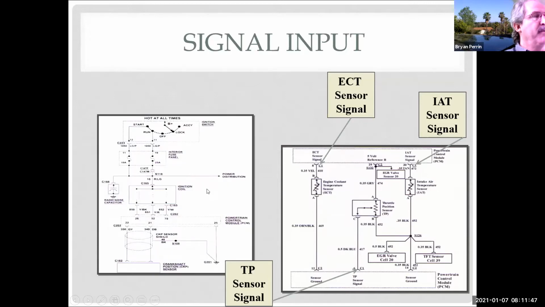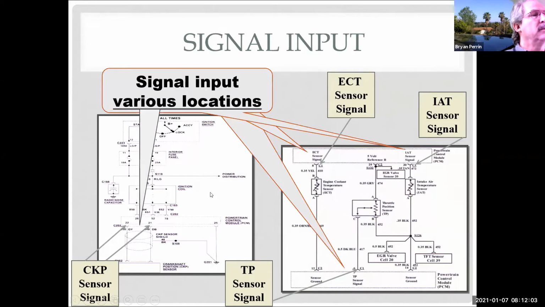Here's another example of a signal input. In this case, the crank sensor. So I have a crankshaft position sensor and it goes to the computer. And this is a different type of sensor. This sensor actually makes its own voltage. And we'll learn about those also. So these are signal inputs.